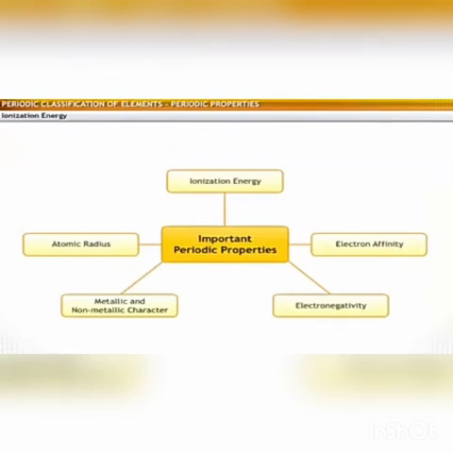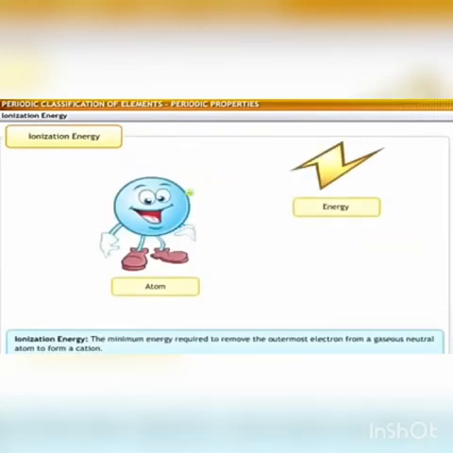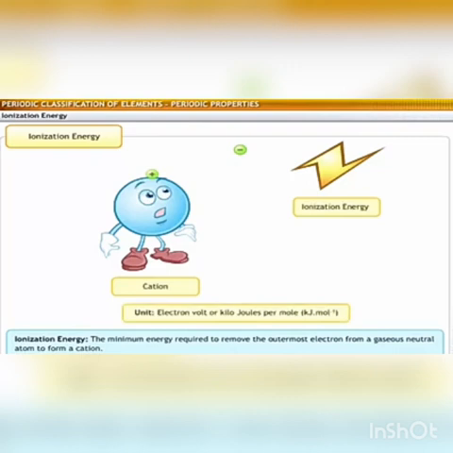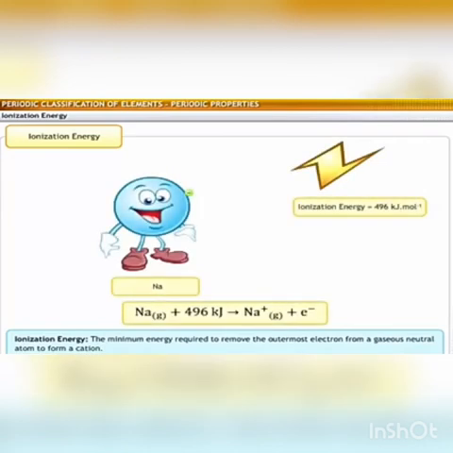The second periodic property is ionization energy. Ionization energy is the minimum energy required for removing the outermost electron from a gaseous neutral atom to form a cation. The unit for ionization energy is electron volts or kilojoules per mole. An example of ionization energy can be observed in reactions involving sodium, where 496 kilojoules of ionization energy is needed for the formation of a cation.